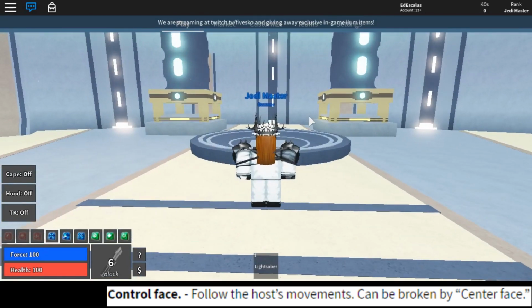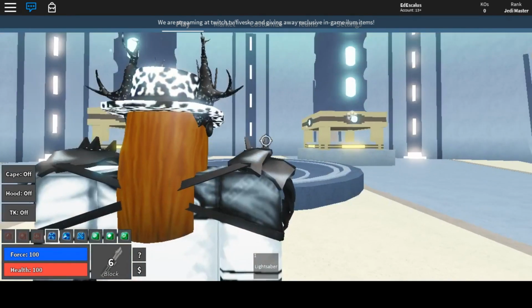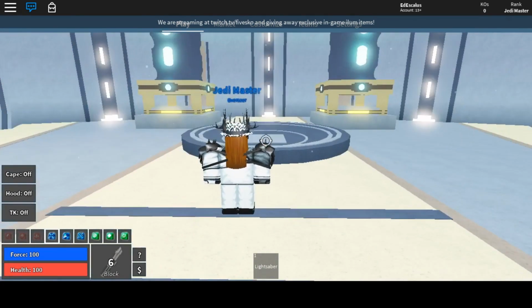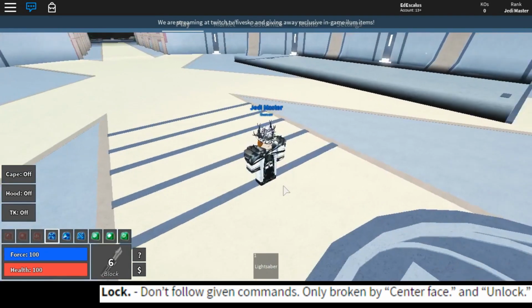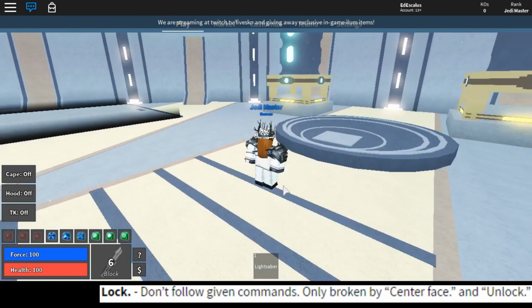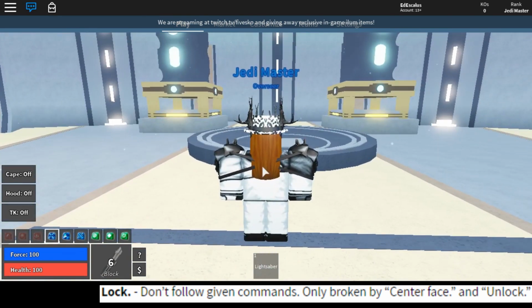And then these formations can be locked. Lock is if they say lock, you must stay in the position your face is facing. So if they move around, you don't face them, you just lock your face. And it can be broken by center face or unlock.